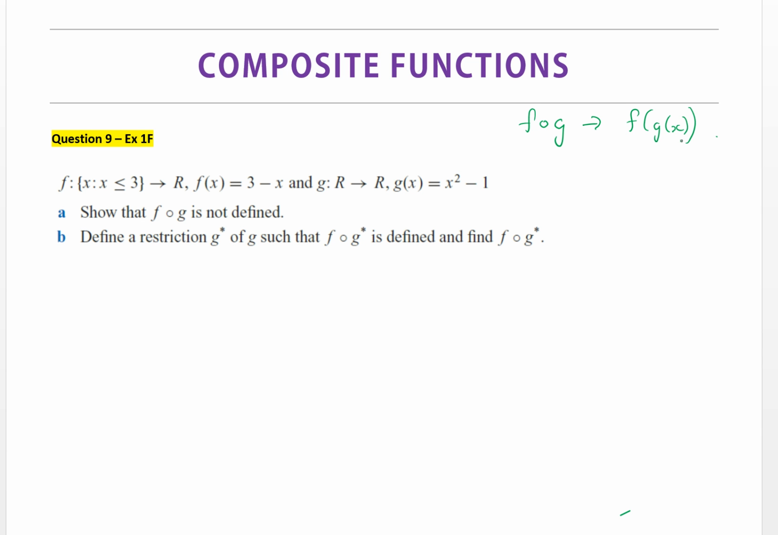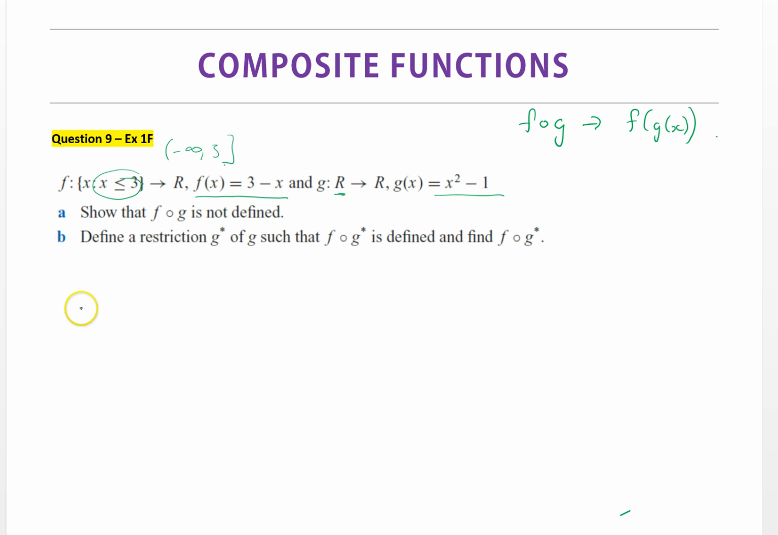Anyway, let's start by looking at question 9. We have here two functions. So we've got f of x is this linear function, 3 minus x, for this domain here, which is the same as saying negative infinity to 3 inclusive. And g of x is a parabola with a domain of any real number. And part A says show that f∘g is actually not defined.